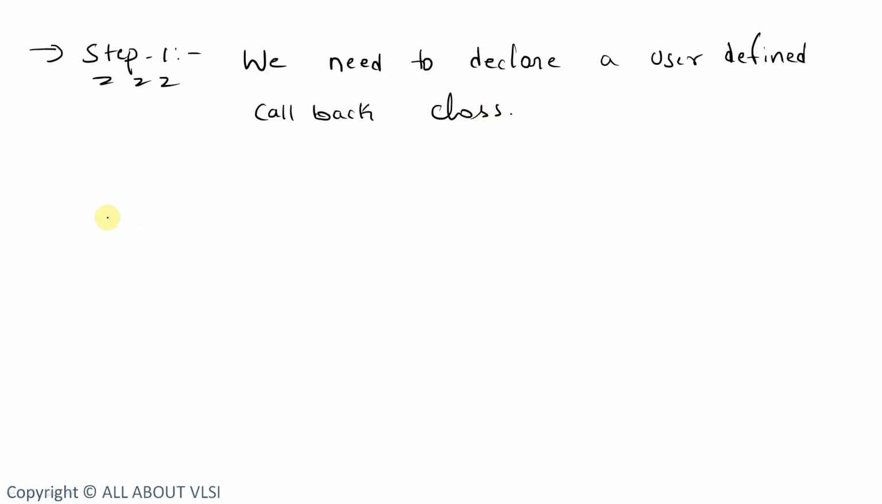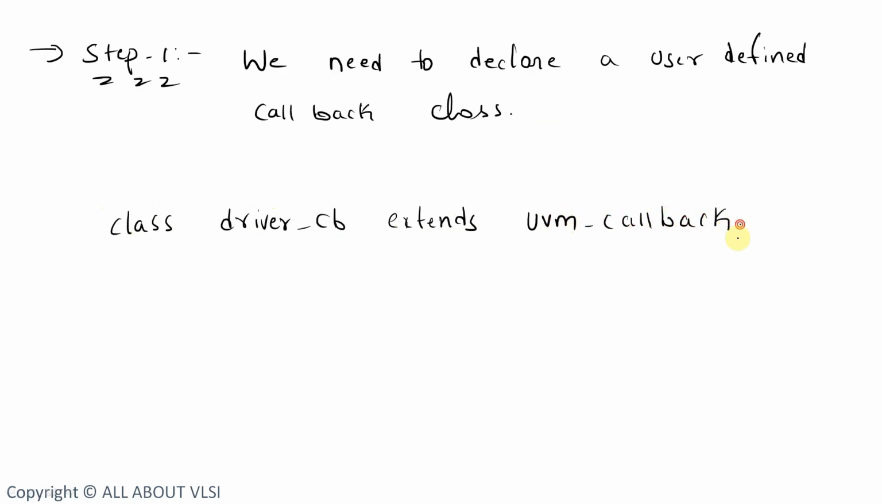How to declare a user defined callback class? Simply write class followed by the class name, driver_CB, extending from the parent class uvm_callback. If we want to use this callback mechanism, you need to derive a user defined callback class from uvm_callback, which is a parent class. This driver_CB is an object, since uvm_callback is also an object class, so we need to register this class using the `uvm_object_utils macro.